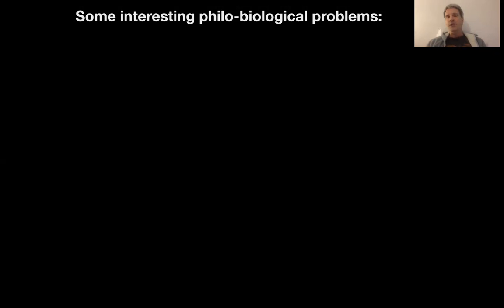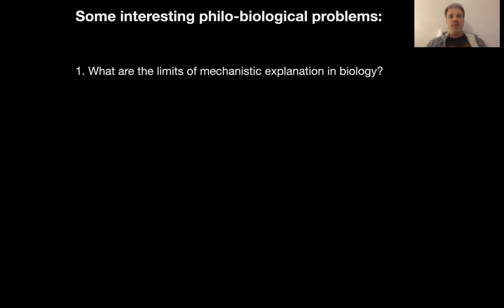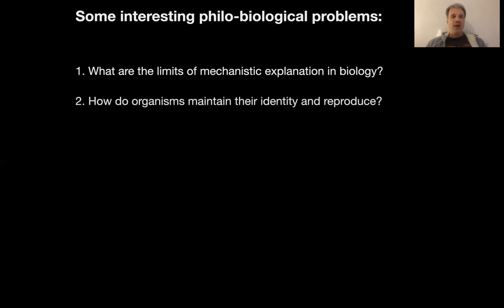So here are some really interesting biological questions. What are the limits of mechanistic explanation in biology? Very few biologists are asking this. I don't think we can explain organisms using mechanistic explanation. And I'm very happy to discuss this offline. But that's a big part of my work right now. How do organisms maintain their identity and reproduce? We don't know. And molecular biology is never going to tell us that.